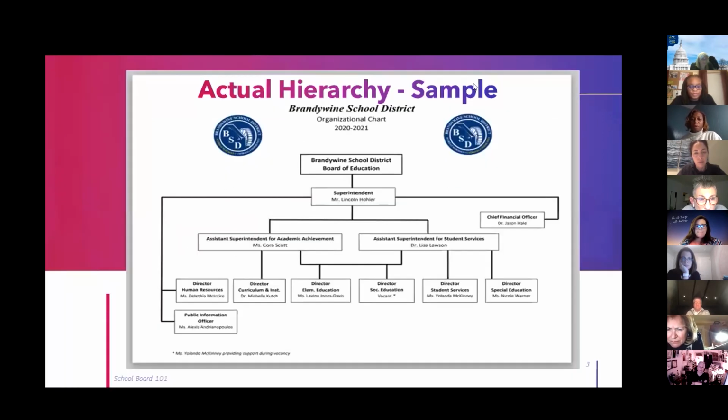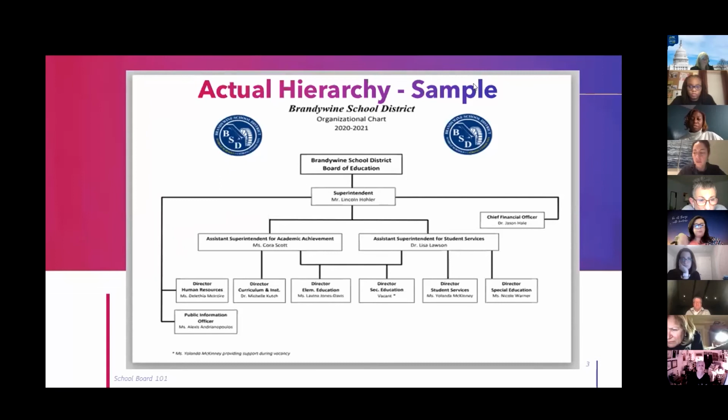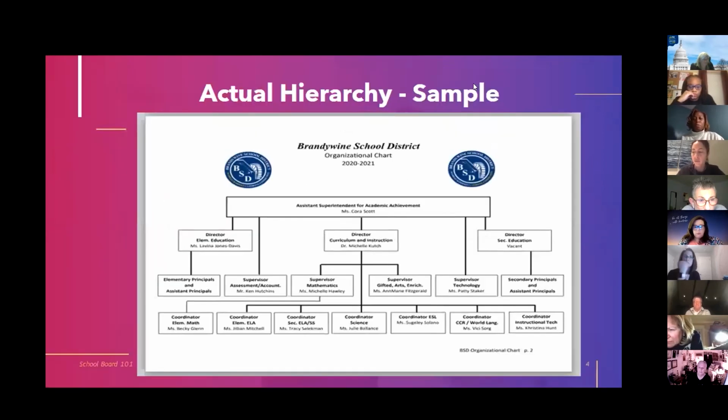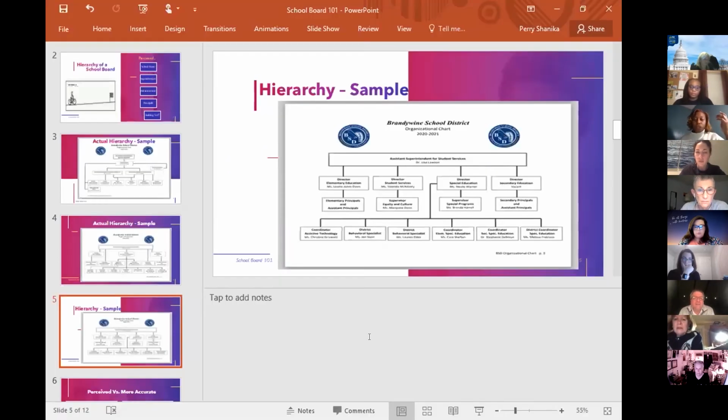So this is Brandywine's organizational chart. And as you can see, we have our board, the superintendent, and then we have two assistant superintendents, in addition to a plethora of directors and CFOs. And then from the assistant superintendent of academic achievement, we have these other tentacles. And then the same with our assistant superintendent of student services.